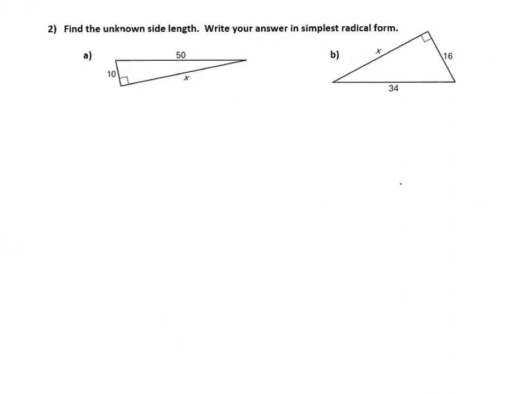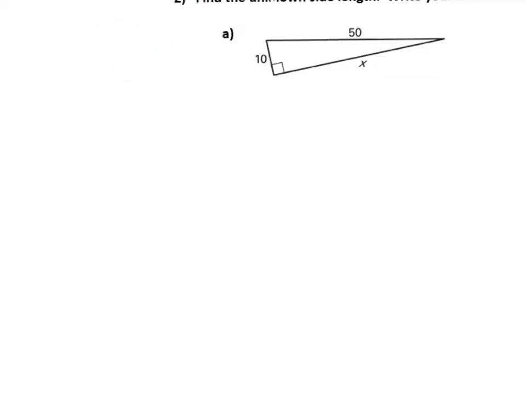Now for number 2, I'm looking for an unknown side length, or in other words, one of the legs. And once again, if it isn't a perfect square, I will have to simplify that radical. So let's take a look at A. Once again, we can start off by just labeling our parts. Since the right angle is in the lower left, I know that 50 is my hypotenuse, which makes 10 and x my two legs.